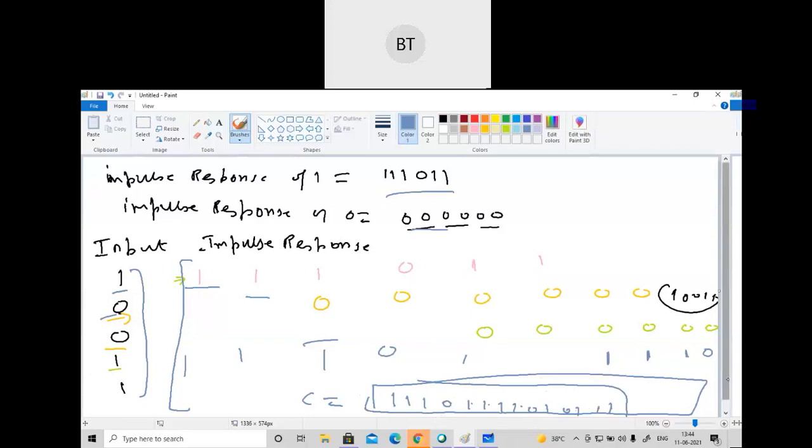How many bits are there, Komal? Total number of bits? 14 bits, sir. 14 is correct. But in the time domain, we don't want to add 2 bits, we will just shift 2 bits, so that we get the final answer. So this is the way we will proceed.